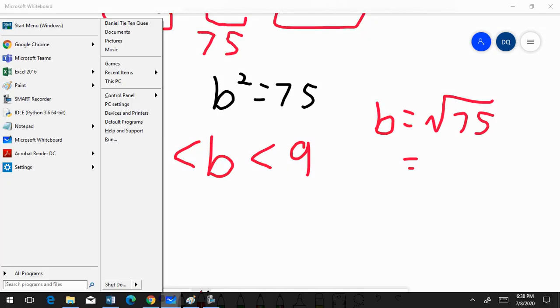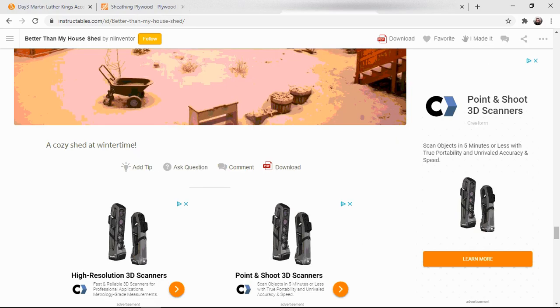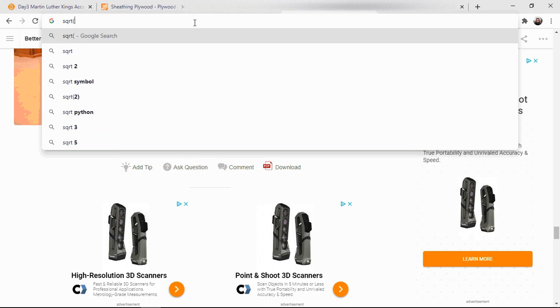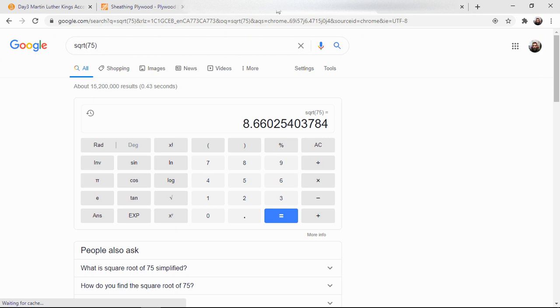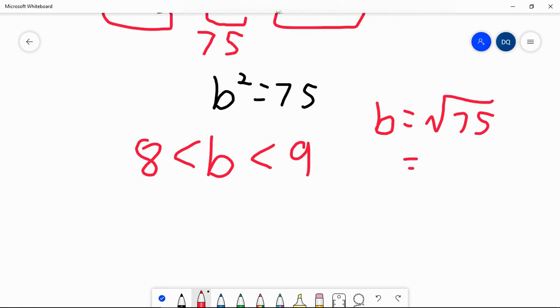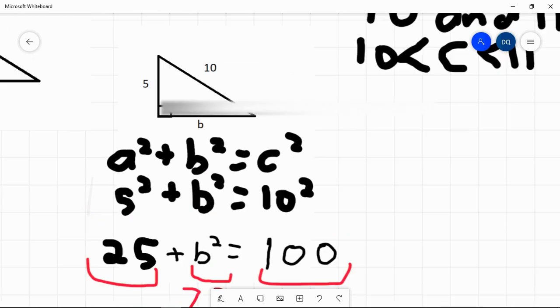All right, so for some reason it can't open my calculator, so I'll use Google. Find the square root of 75. And that's going to give me 8.66. So that means that b is equal to 8.66. See how that's a number between 8 and 9? And the same thing will work for all of these. We can go back and find the answer for all of these.